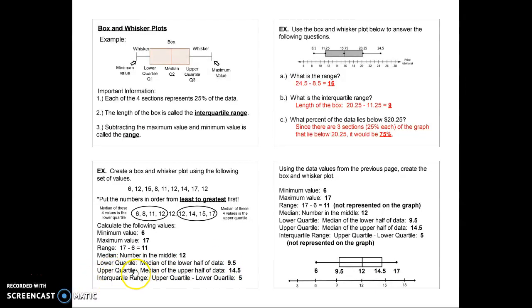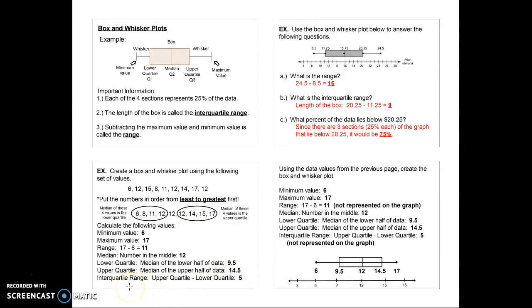Then you find your upper quartile, which is the median again, but of your top numbers. So you go above your median. I don't include that median in this. So I'm crossing these off back and forth. I end up with 14 and 15, so I average them together. 14 plus 15 divided by 2 is 14.5.